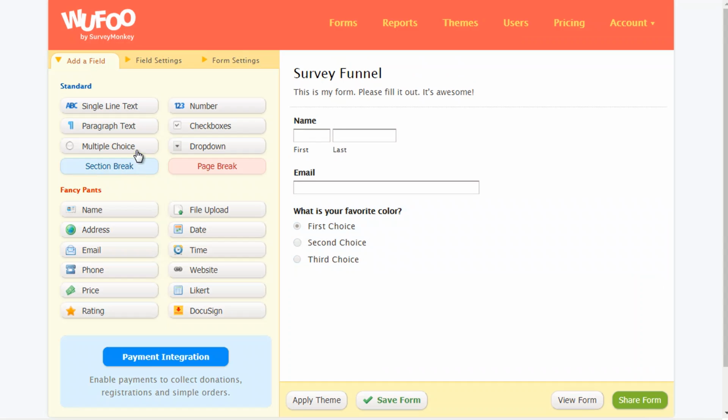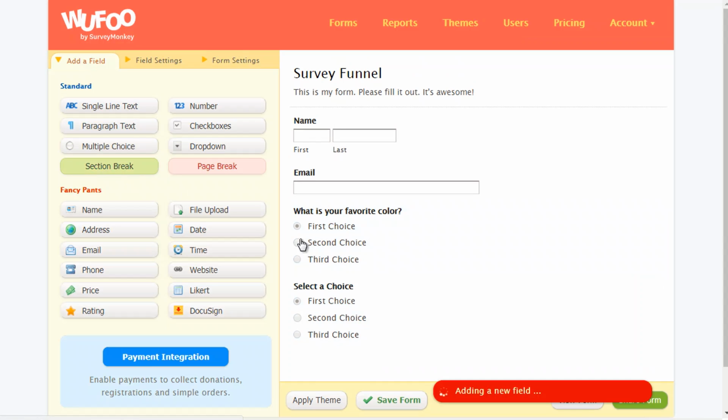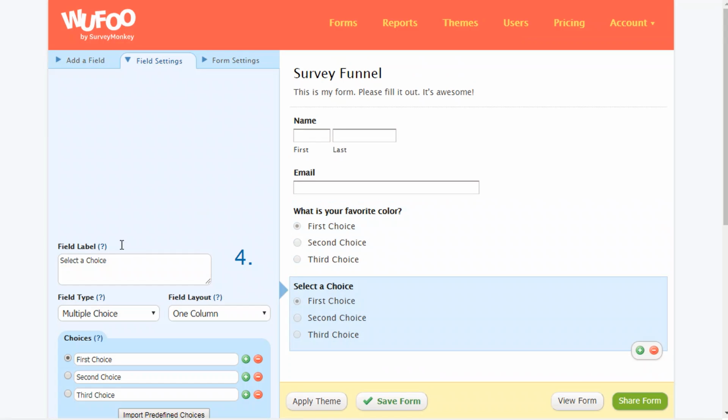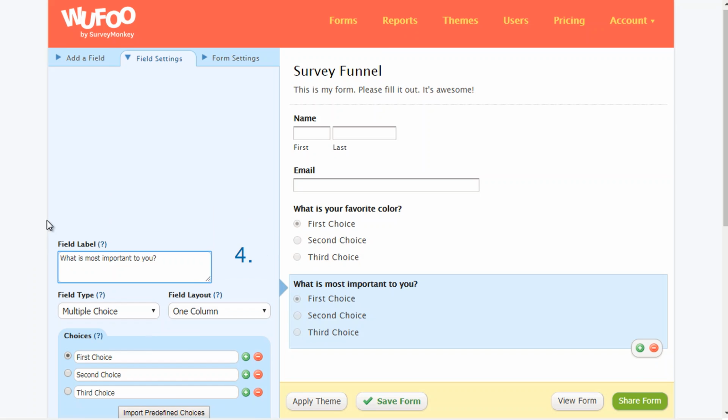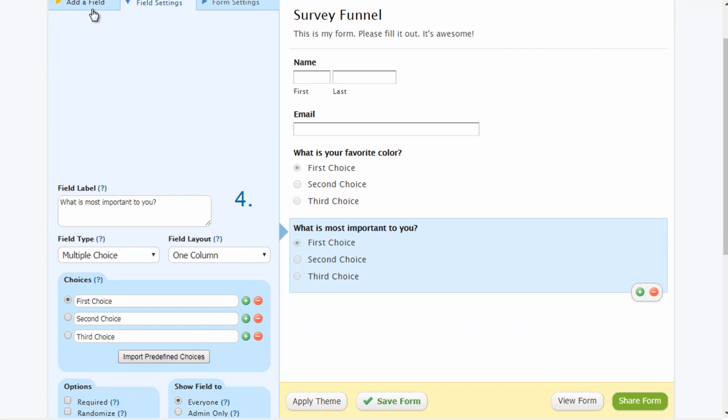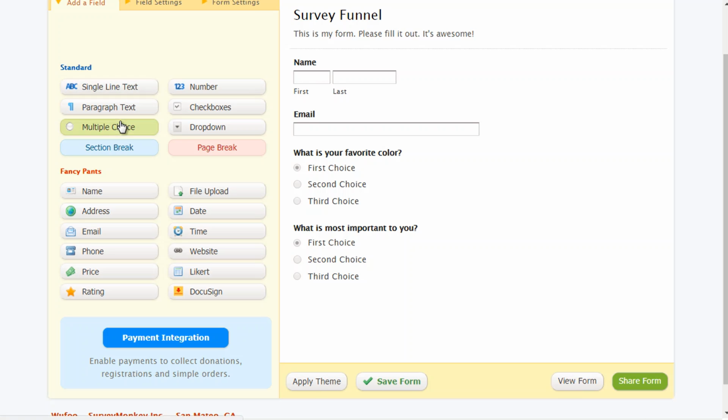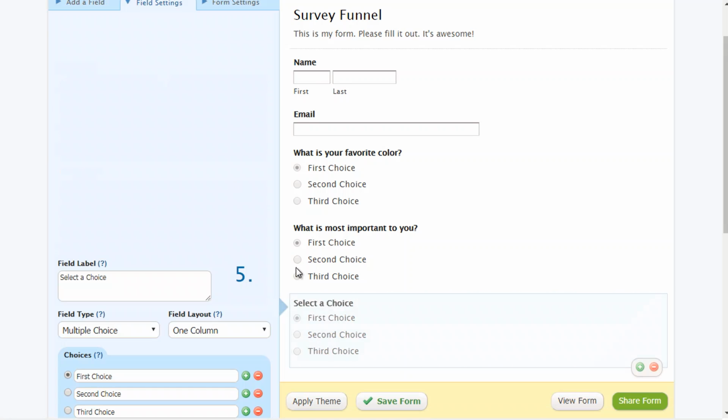And then you can get into the nitty-gritty, such as multiple choice. What is most important to you? We can add another one that says maybe what is your age? What is your age?